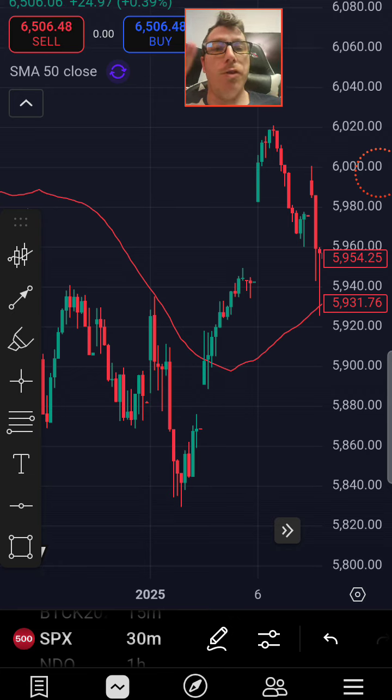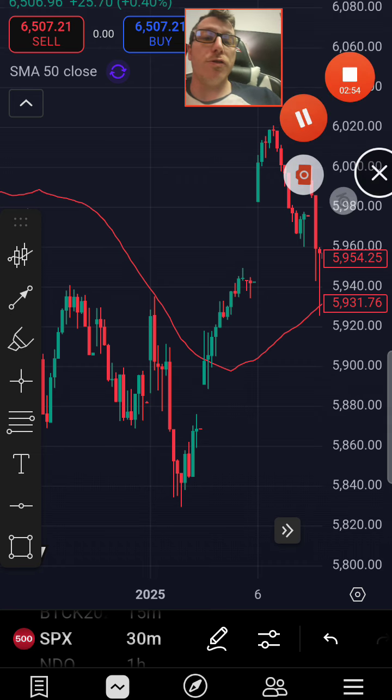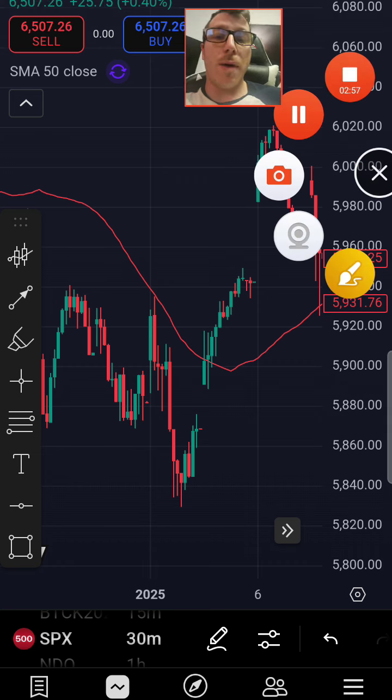So by following the simple 30-minute 50 SMA open, high, low, close strategy on the stock market, you simply use one SMA, you trust it, and you change from bullish to bearish as the market transitions above and below that moving average. This moving average is used by algorithms.